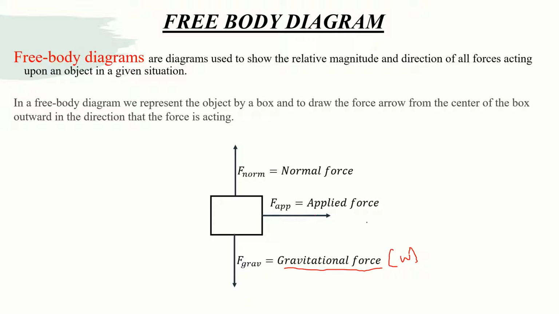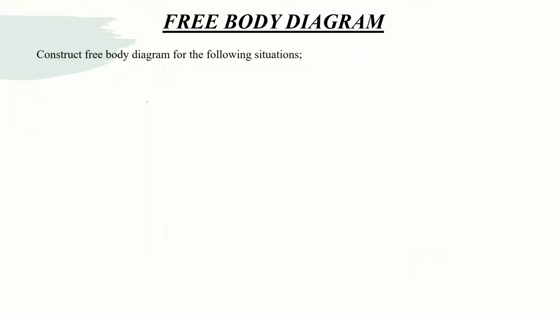We have the applied force. This is a force that is applied on the object. It can be either due to a pull or a push. Then also we have the frictional force, which is the force that opposes motion. So these are 4 of the forces that can act on an object. Next, I will show us some examples of different situations and how we can construct the free body diagram.